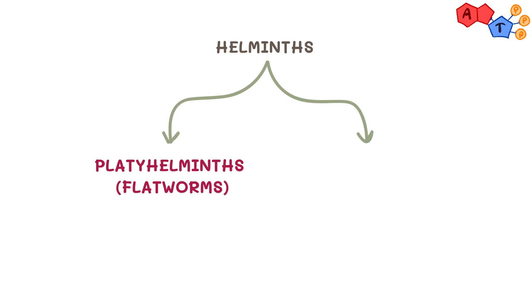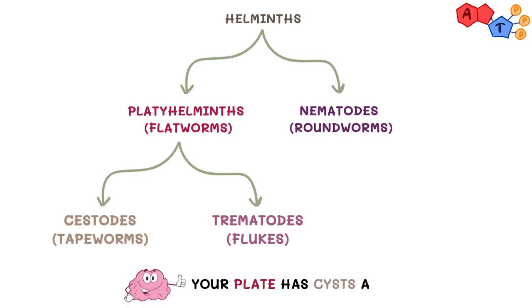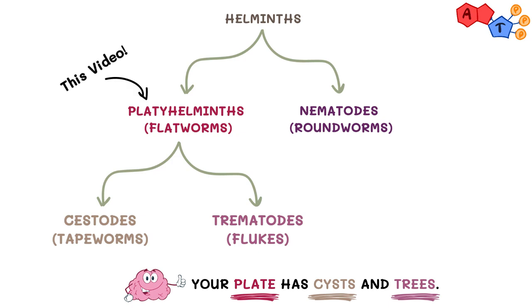Generally speaking, we can divide helminths into two big groups, platyhelminths, which are also known as flatworms, and nematodes, which are known as roundworms. Platyhelminths can be further subdivided into cestodes, which are known as tapeworms, and trematodes, which are known as flukes. One way I like to think about them, to better remember them, is that your plate has cysts and trees. Plate for platyhelminths, cysts for cestodes, trees for trematodes. Weird and gross, I know, but it helps. In this video, we will focus on the platyhelminths, and we'll leave the nematodes for another video, inshallah.